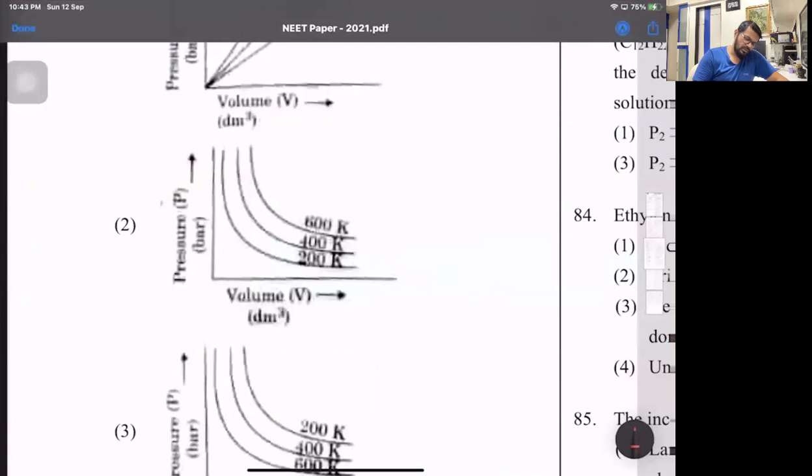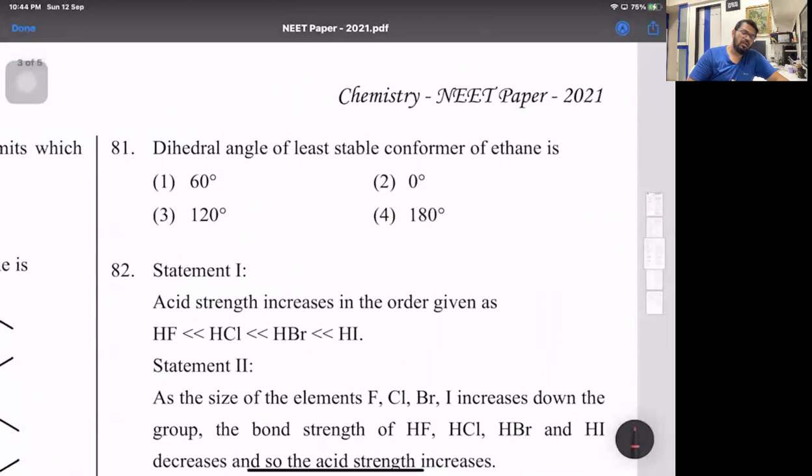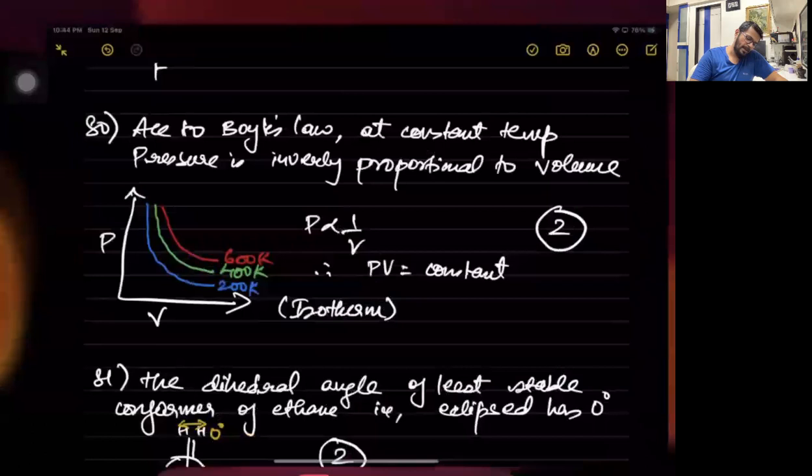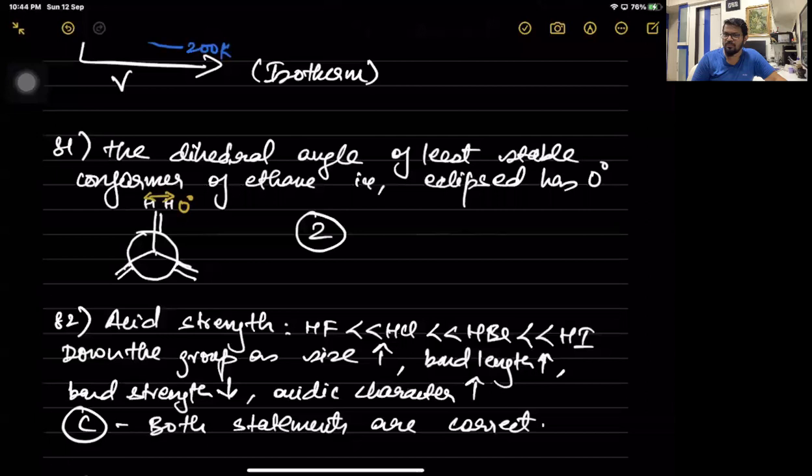So the temperatures are what you need to see: 200, 400 and then 600. All right. Then 81, the dihedral angle for the least stable conformer of ethane. There are two conformers, eclipsed and staggered. In eclipsed, the two atoms come on the same plane. The dihedral angle is 0 degree for the least stable one. 60 degree is what we call gauche, and 180 degree is anti. 81 is 2. The dihedral angle for the eclipsed conformer will be 0 degree. That's how you write it in the projection formula: between the 2 H atoms, the angle will be taken as 0.